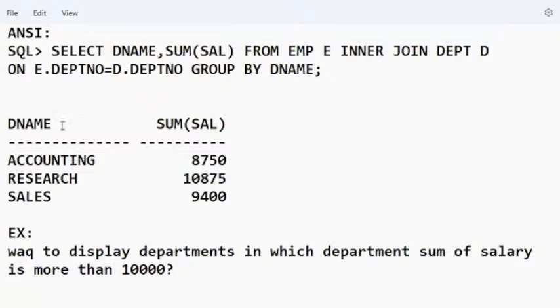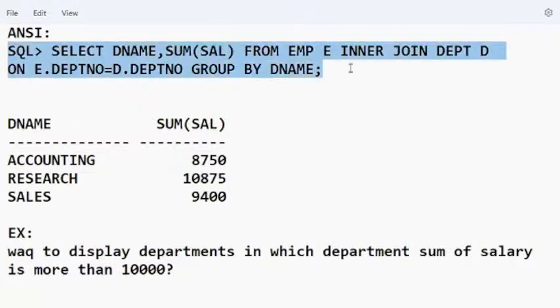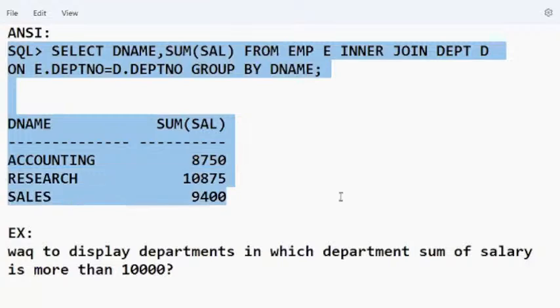Up to here we know. Up to here we find out all departments' sum of salaries. Next what I'm asking, more than 10,000 departments I wanted. What I want to use? Having, very good. After group by, if you need to do some filter, which clause? Having clause. Before grouping, where clause.